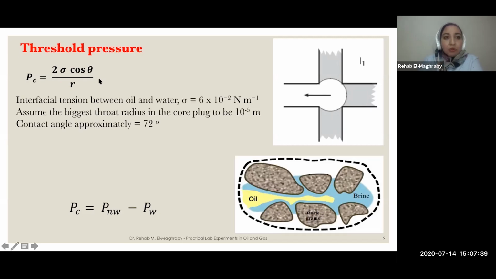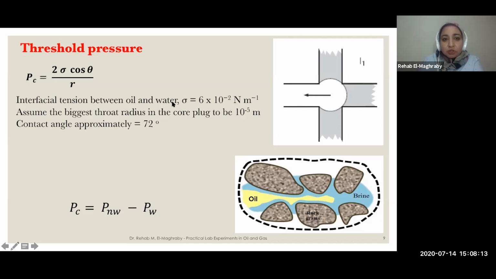So, for example, I want to calculate the threshold pressure. This is the minimum pressure to be exerted by the oil, or the capillary pressure, the difference between oil and water, to enter the first pore in your reservoir, for the oil to start invading. We will use this expression. If you know the interfacial tension, and the contact angle, we are talking about brine and oil, and we know the biggest radius in your formation, you can calculate the threshold pressure.